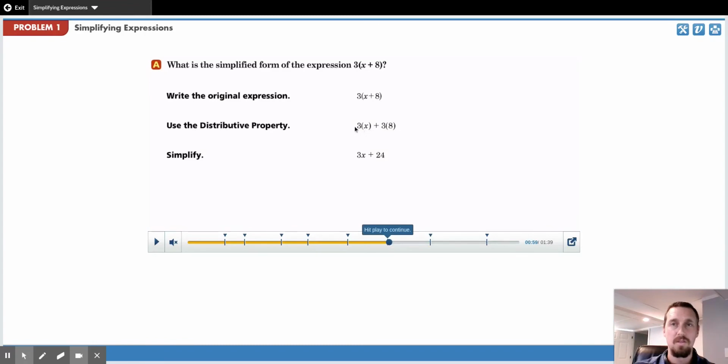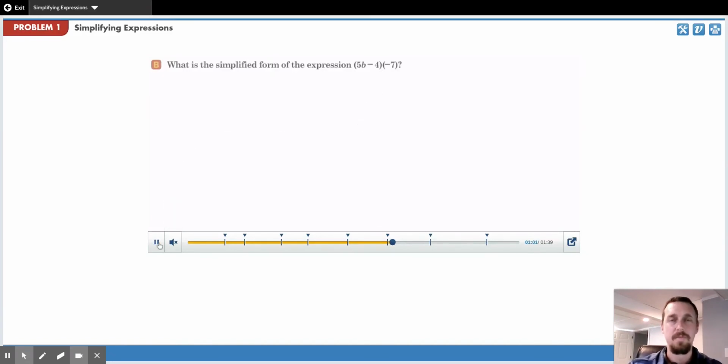So to get rid of the parentheses, 3 quantity x just becomes 3x, and 3 times the quantity of 8 is 3 times 8, which is 24. And that is our final answer. So if you were doing this as a problem, you would write these steps in your notebook, and then you would snap a picture of it in the Nearpod presentation that you are currently watching.